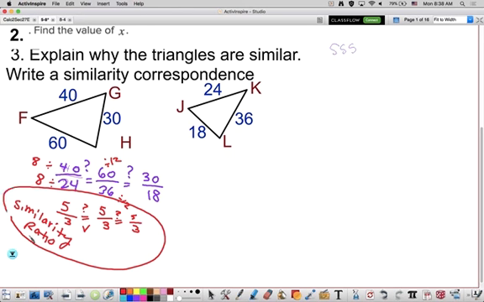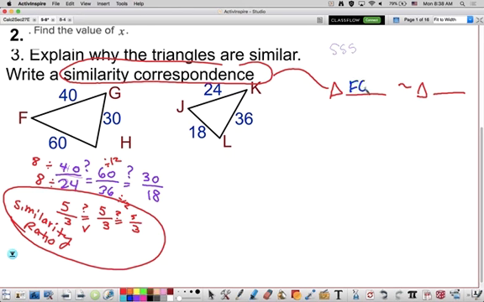Similarity ratio. All right. They asked us for the similarity correspondence. So when they ask for that, this is what you want to write down: triangle blank is similar to triangle blank. So somebody give me the triangle that matches. Give me the names. FGH. So you're writing FGH.